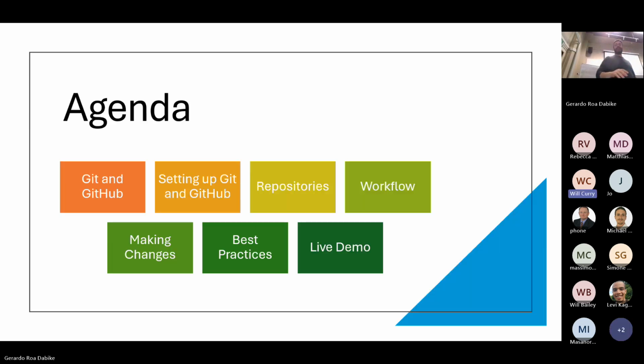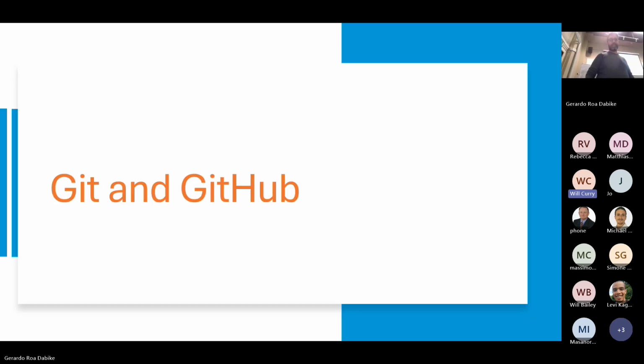I'm going to divide the presentation, first talking a little bit about Git and GitHub, how we can set up GitHub, what is a repository, and the different kinds of repository we can find. Then, what is the workflow? So how we can properly work with GitHub, what happens when we make some changes, some of the best practices, and then I'm going to try to present some of the things online.